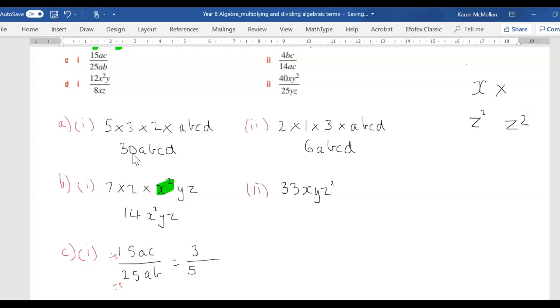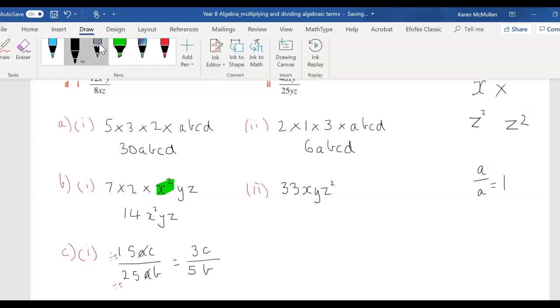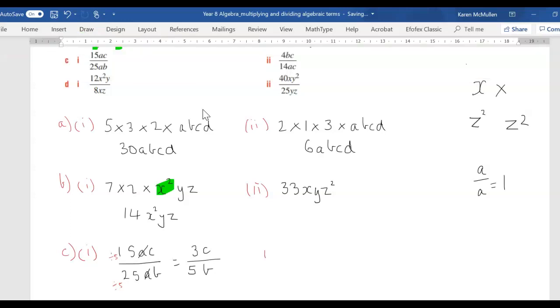Now let's look at the pronumeral part and see if there's anything that we can cross out. So I've got an A on the top and an A on the bottom. So remember what I said before, when your numerator is the same as your denominator, it's equal to 1. We don't need to put the 1 over 1 because we're multiplying here, and multiplying by 1 keeps it the same. And we've got a C on the top and the B on the bottom, so they just stay where they are. Okay, so 3C over 5B. All right, let's do the second part of question C.